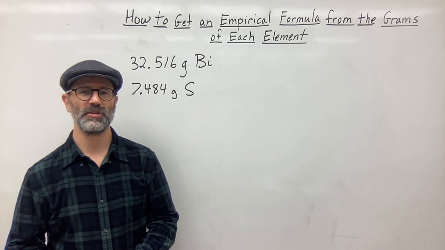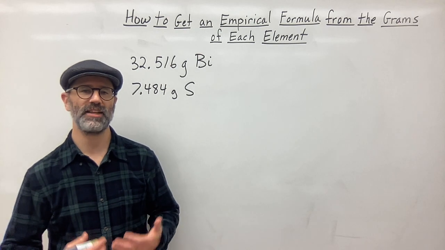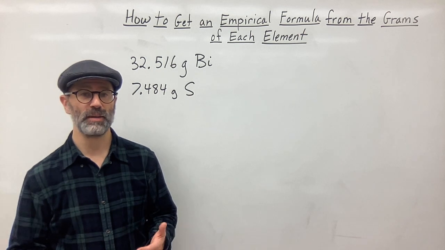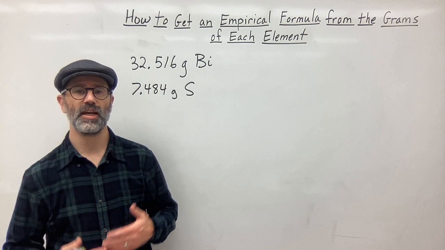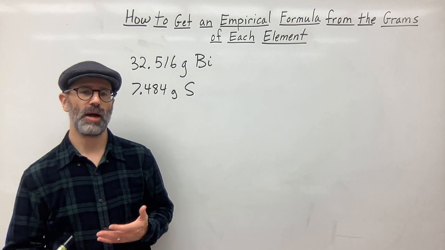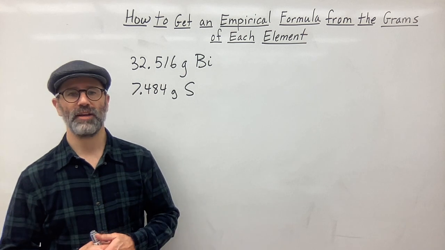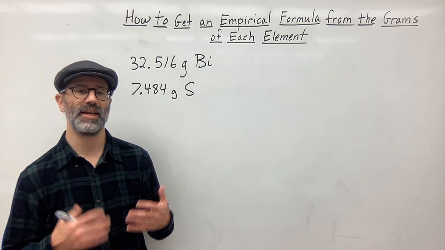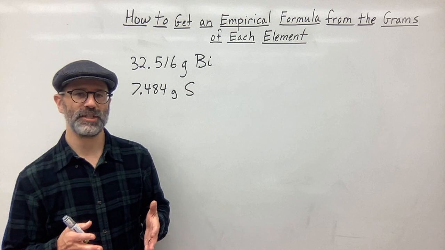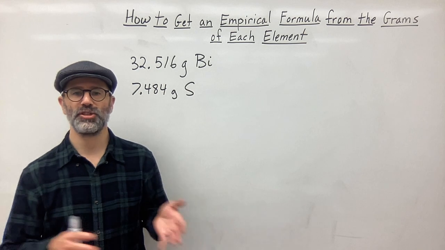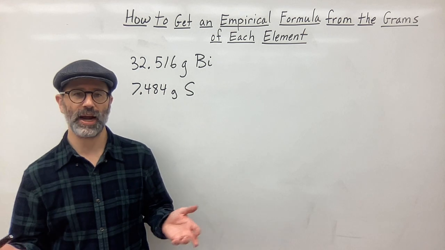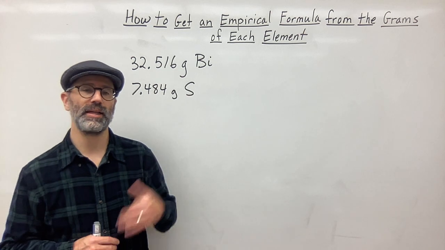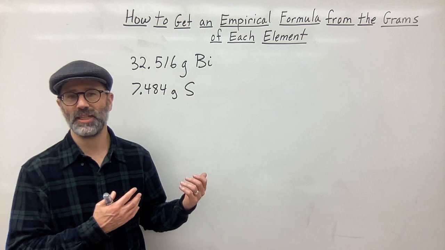My name is Mr. Cobalt, and in this video I'm going to show you how to find the empirical formula for a given compound when you're given the grams of each element instead of the percentages. This problem is actually easier than when you're given the percentages because you have one less step. Remember, when you're given the percentages, you can convert them to grams by just assuming you have 100 grams of your compound, and then the percentages work out to the gram amounts. But in this case, you're given the gram amounts, so you can skip that step.